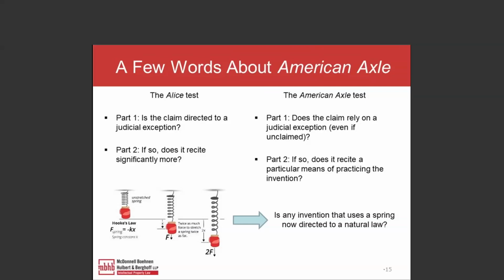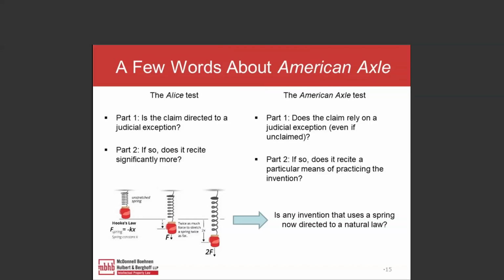Or put another way, does any invention that relies on an underlying law of physics now become directed to a natural law and is therefore more likely to be found ineligible? Since every single invention ever relies on laws of physics in one way or another, this is a very dangerous precedent for patent law. The Supreme Court in Alice told us, don't let the exceptions become so large that they swallow all of patent law, and yet that seems to be exactly what the panel majority did in American Axle.